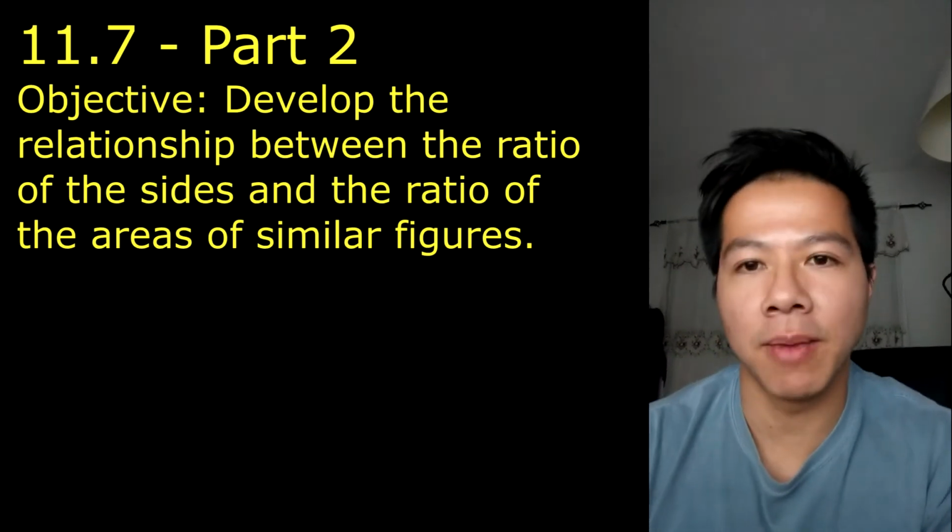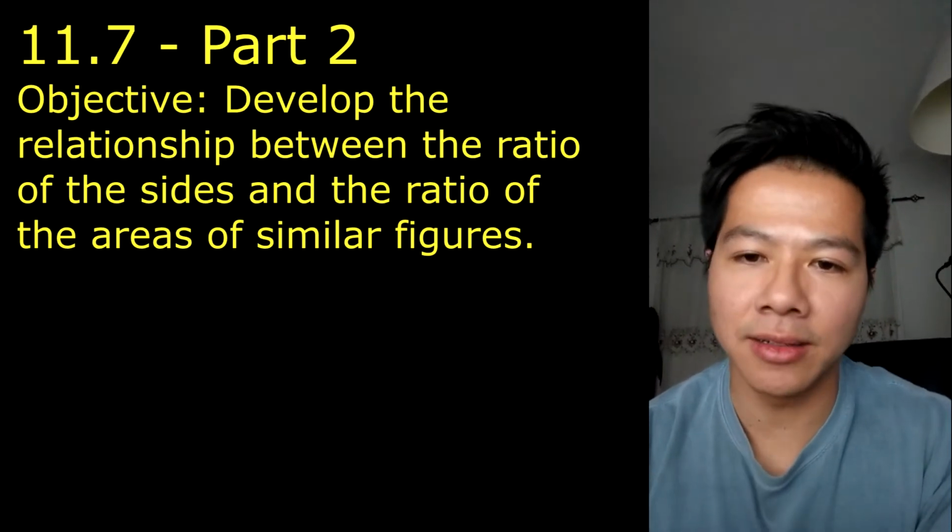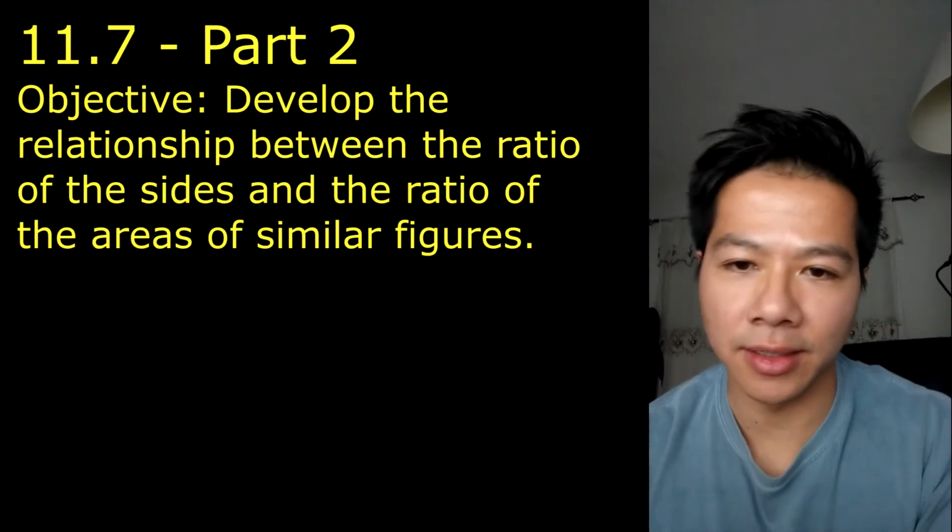Today we are doing 11.7, the second part. So we're talking about the relationship between the ratio of the sides to the ratio of the areas of similar figures. Let's go.